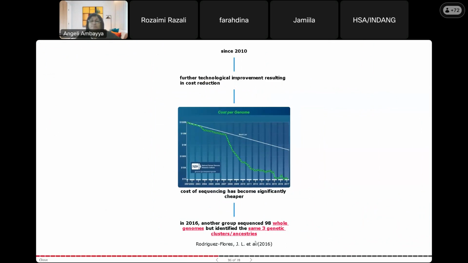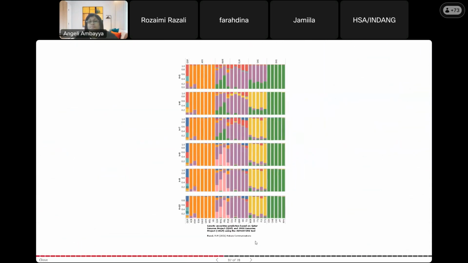Then, 6 years afterwards, in 2016, another study used 98 whole genome data. The difference between this study and the previous study is that it used whole genome data, but they still found the same genetic clusters or genetic ancestry. They identified only 3 genetic ancestries. Now, in our study of the 6,000 whole genome data, we found 6 possible genetic ancestries of Arabs.